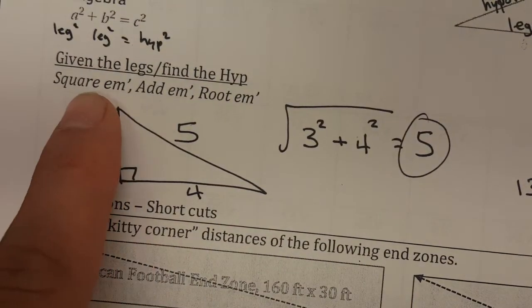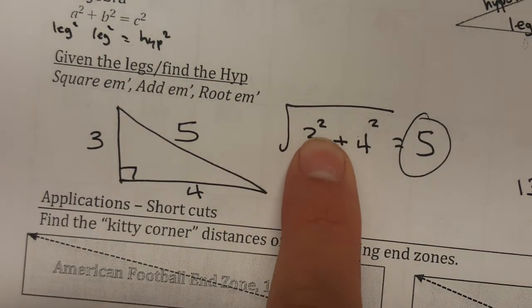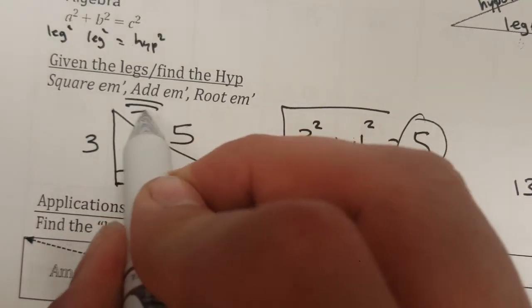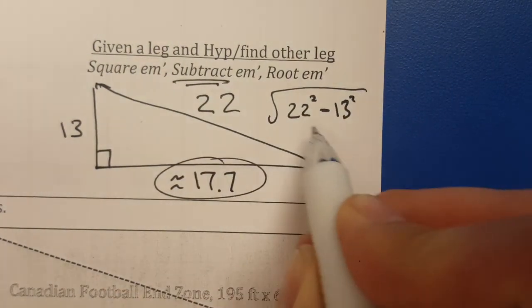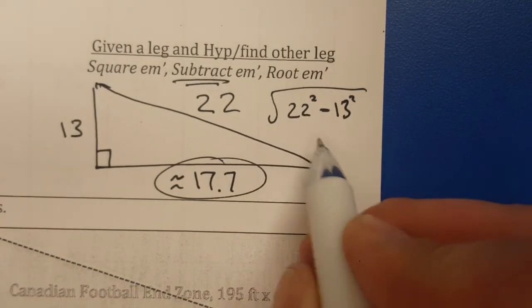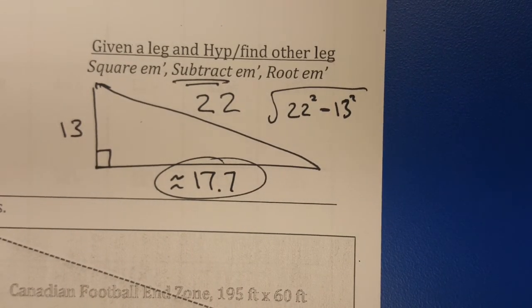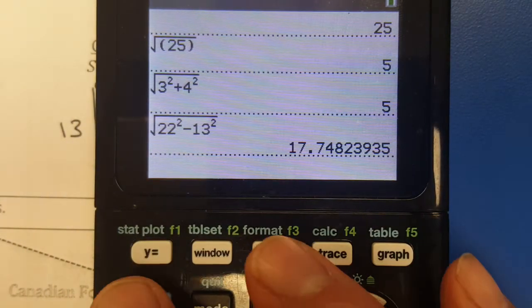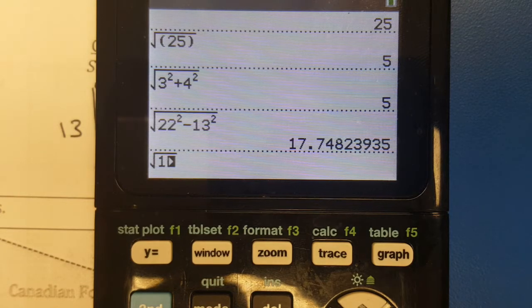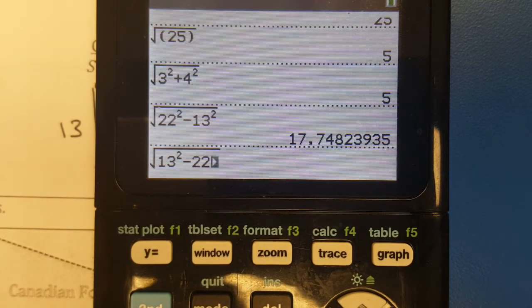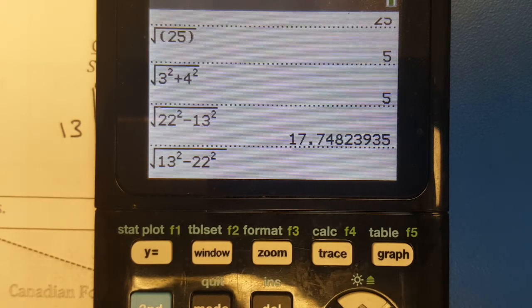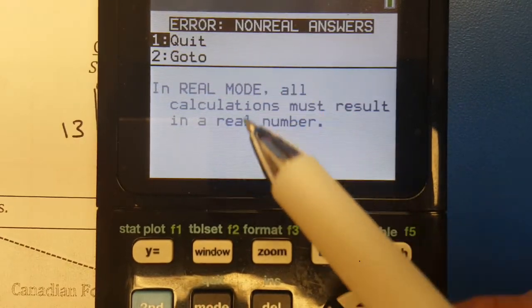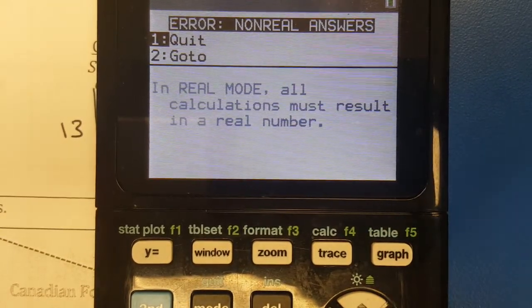If it's the legs, square them, add them, root them. And if it's the hypotenuse and a leg, you always have to have at least 2, then you subtract them. Again, make sure you have the hypotenuse minus the leg, because if you try to do it the other way around, your calculator is going to screw it up. Your calculator can't do a negative root. So if you go 13 squared minus 22 squared, you should get a negative. You're taking a small number minus a big one, and if you mess up, the calculator will tell you that you messed up.